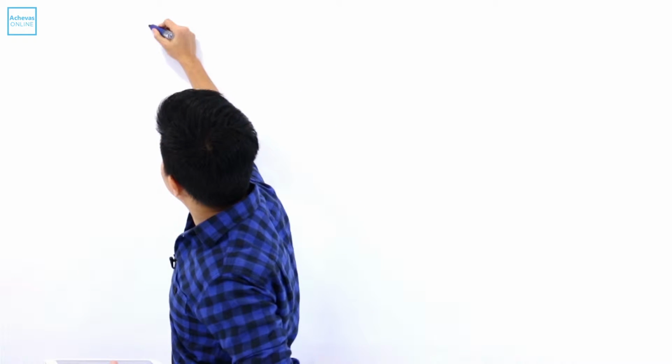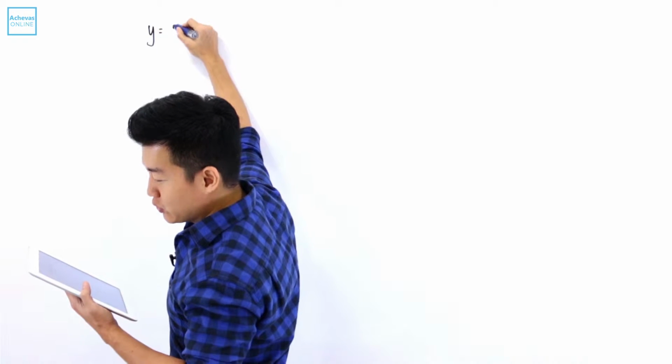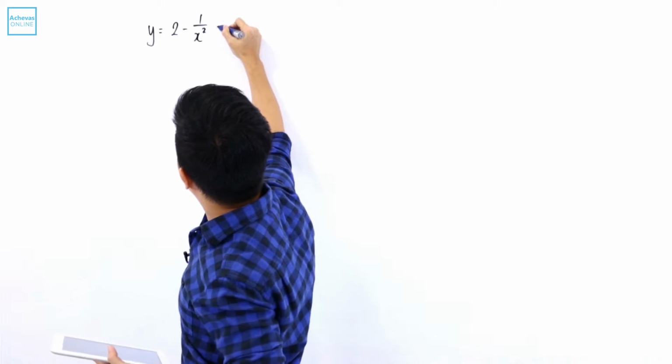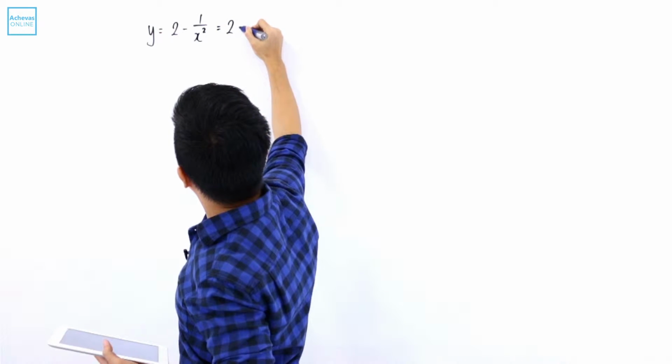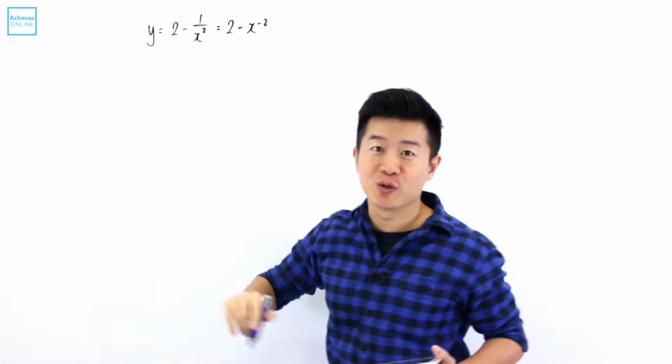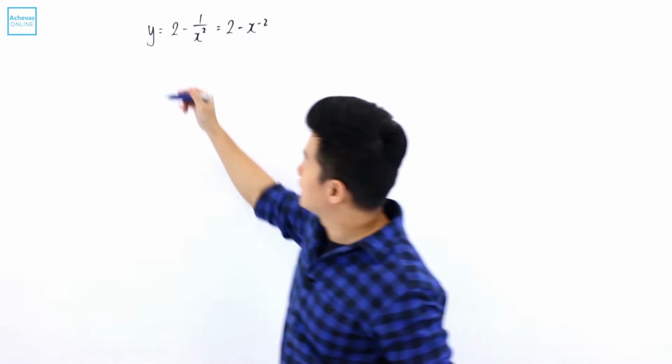For this question, let's first work on the expression of y, and try to generate the expression for dy/dx. It is given to us that y is equal to 2 minus 1 over x to the power of 2. I'm going to rewrite this into 2 minus x to the power of minus 2. This expression is going to be easier for us to differentiate.